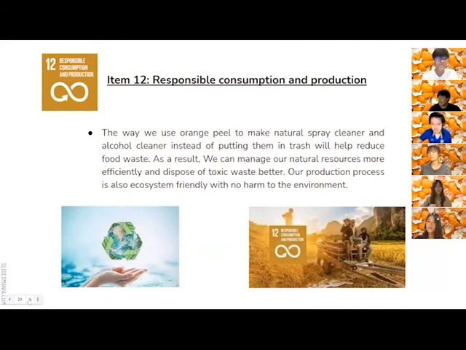Next, item 12, responsible consumption and production. The way we use orange peel to make natural spray cleaner and alcohol cleaner instead of putting them in the trash will help reduce food waste. As a result, we can manage our natural resources more efficiently and dispose of toxic waste better. Our production process is also ecosystem friendly with no harm to the environment.